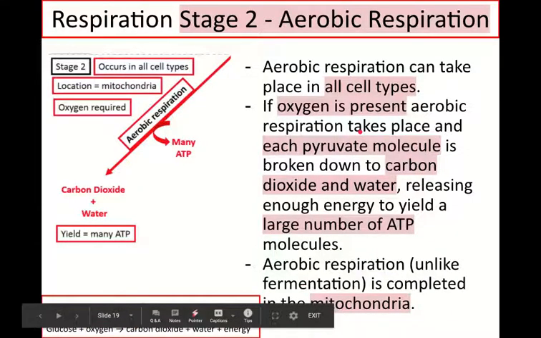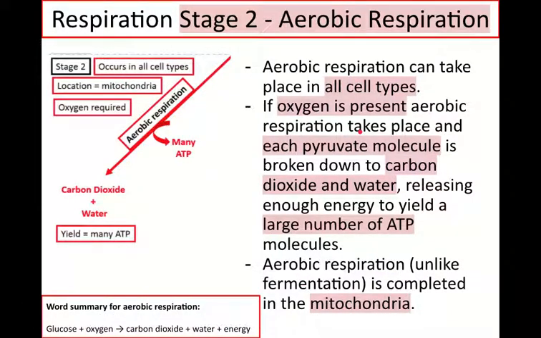So this slide summarises in a diagram and words what happens in stage 2 of aerobic respiration along with a word summary on the bottom left. So aerobic respiration happens in all cell types and can only happen if oxygen is present. That's why it's called aerobic. The two pyruvate molecules that were made in stage 1, so that would be up here, but I've cut it off in the diagram, move into the mitochondria of the cell, which is the site of aerobic respiration as we know from KA1.